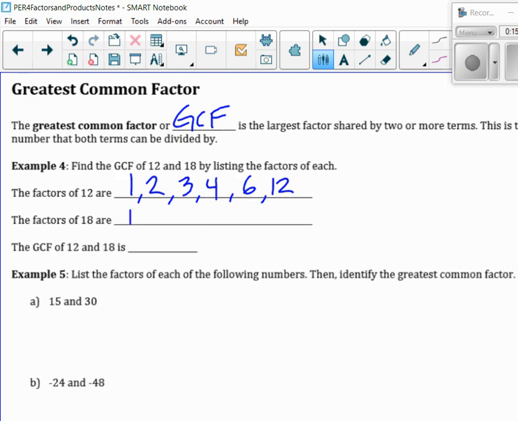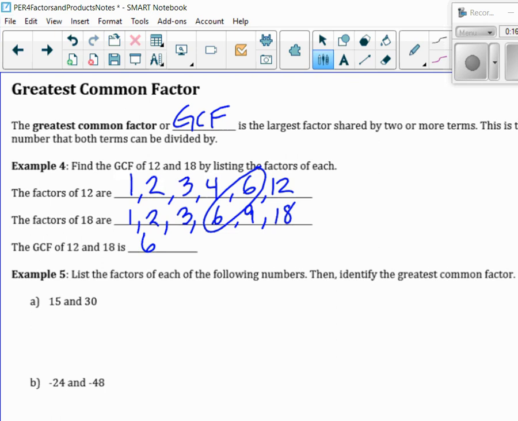Factors of 18. 1 and 18. 2 and 9. 3 and 6. And does 4 work? Nope. Does 5 work? Nope. And then we're at 6 again. So do you see how I have it? So now, by definition, this is the largest factor shared by 2 or more of the terms. So you can see visually it's 6, right? That's the biggest one. Of course, 2 is shared and 3 is shared, but that's not the greatest, right? The greatest was 6. Okay?